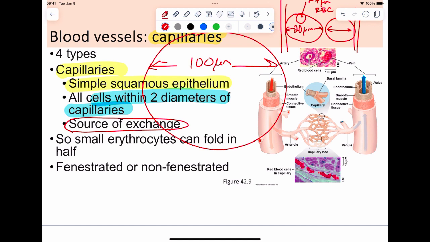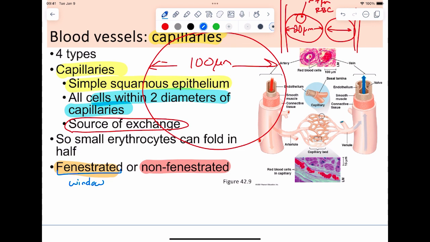They also come in 2 flavors. Flavor 1 is called fenestrated. Flavor 2 is non-fenestrated. We just need to understand what the word fenestrated means. I was waiting for the head bob. Fenestrated means window. Well, how do you make a window? You have a wall and you punch a hole in it. Ta-da, you made a window.